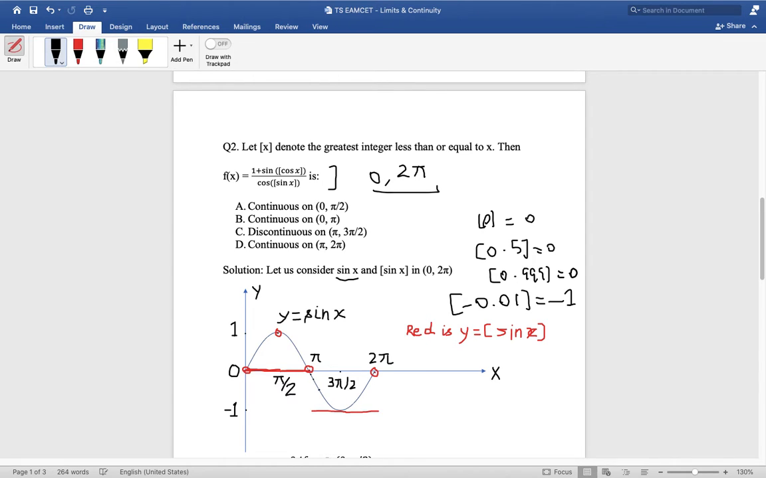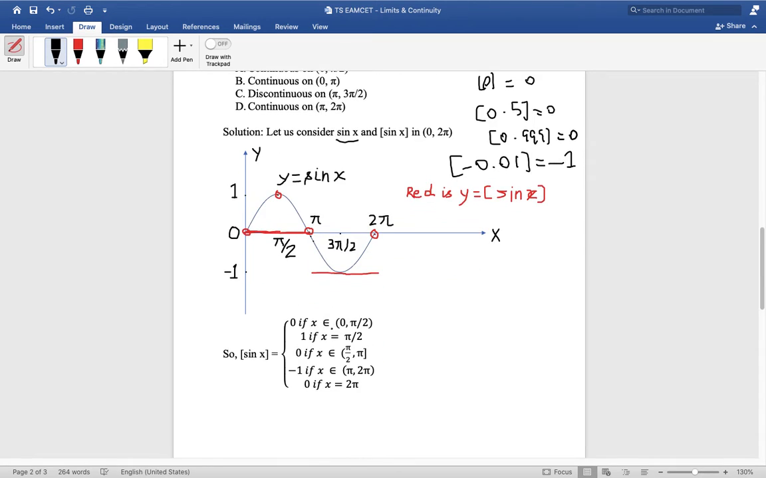For this point as well it is minus 1. For this point as well, minus 1. At this point, the value is minus 1, so it will stay at minus 1. All the points between pi to 2 pi have a greatest integer function equal to minus 1, except when I reach 2 pi, it's 0. So greatest integer function of 0 is 0. So this will be my graph.